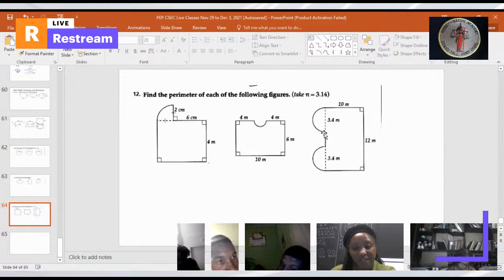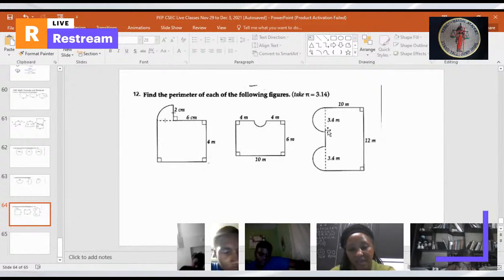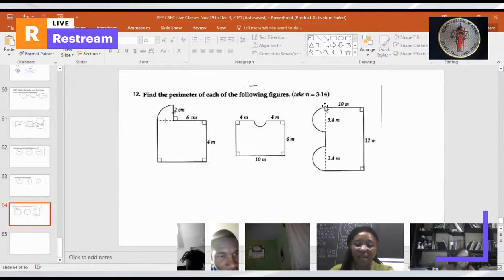So if you just find the circumference, it represents this plus this because they have the same diameter. So that's why this time we don't even need to divide it by 2. Just use the diameter to find the circumference and we automatically have this and this. And then we just need to add that to the 10, the 12, the 10, and this little part. So how much is this little part here?